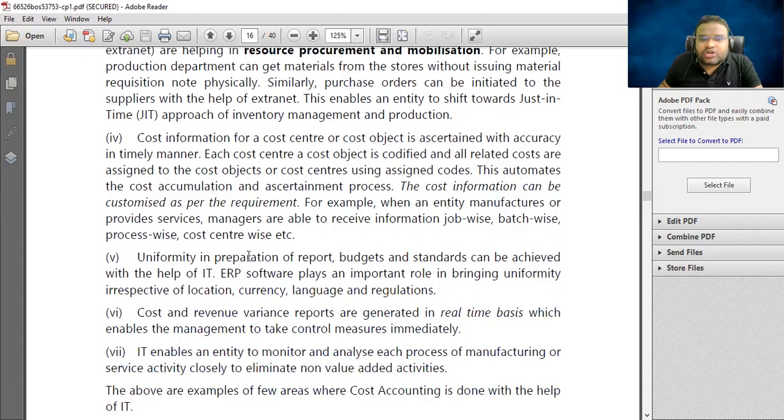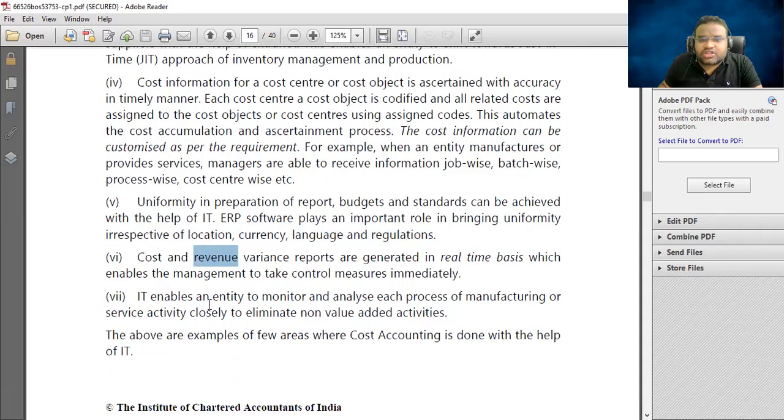Uniformity in preparation of reports and budget standards can be achieved with the help of IT. ERP software always plays an important role in bringing uniformity irrespective of location, currency, language, and regulations. Cost and revenue variance reports are generated on a real-time basis, which enables the management to take control measures immediately. For example, if I've already kept a standard cost, my actual cost is getting accounted, and in one single week I can get the variance without doing any manual work.